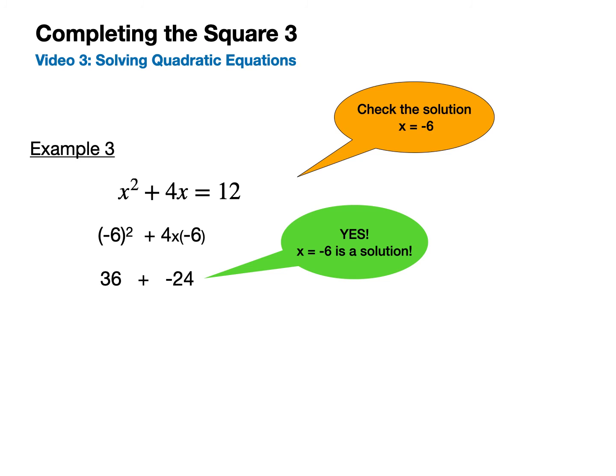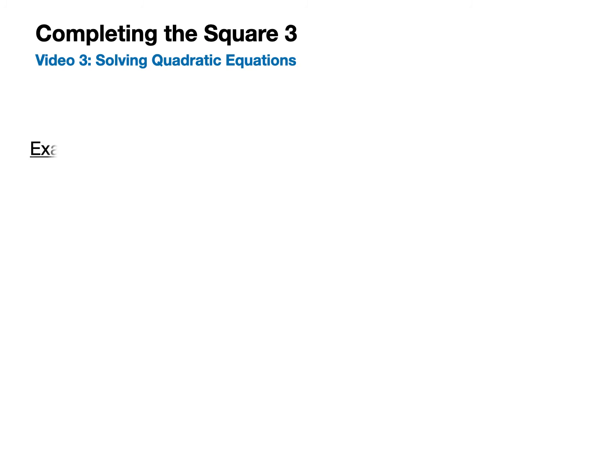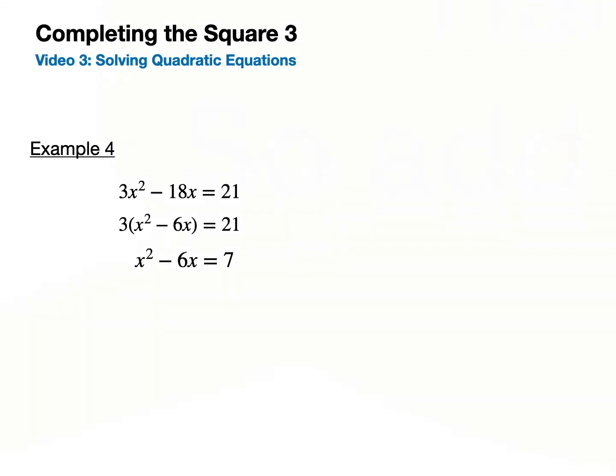And now one final example. 3x squared minus 18x equals 21. If I take out a factor of 3, I get this. It will simplify things if I divide right through the equation by 3, and this gives x squared minus 6x equals 7. And now I'll complete the square on the left-hand side.